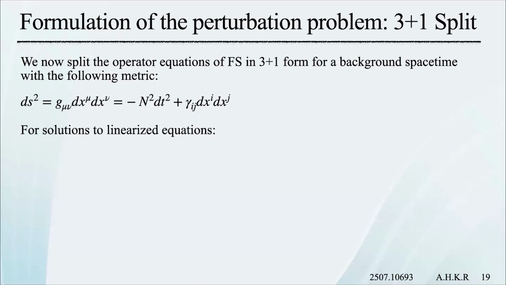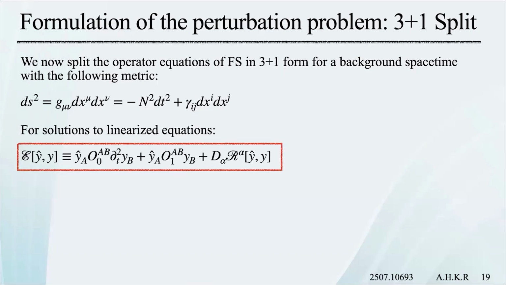So for solutions to the equations of motion, the Lagrangian identity is true, and then you can just decompose that in a 3+1 split to get this schematic expression. The first term here, y hat A and y B are contracted with an operator O0. And the same here with the operator O1, and then you also have a boundary term. The operators have the nice property that they're symmetric operators. So in fact, in the metric, this term is symmetric.